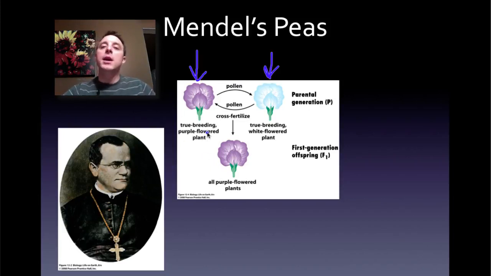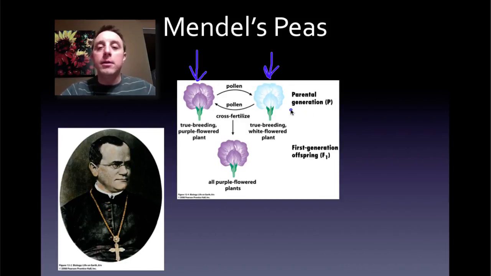And what that means is, for the purebred or true breeding purple plants, whenever he crossed two of these purebred purple flowered pea plants together, they would always give purple flowered offspring. And the same thing with the white. They would always give white flowers when he crossed them.